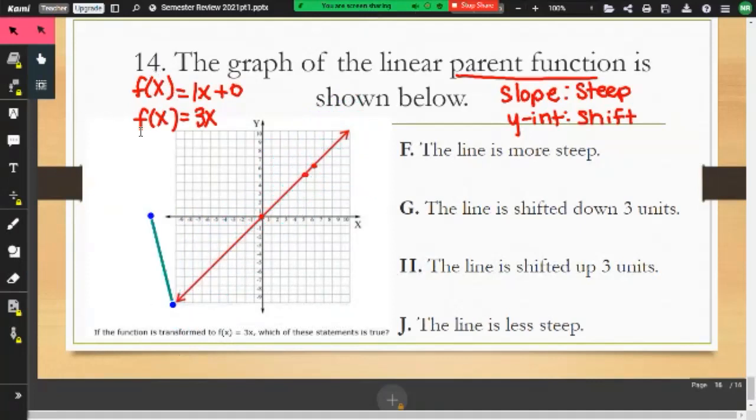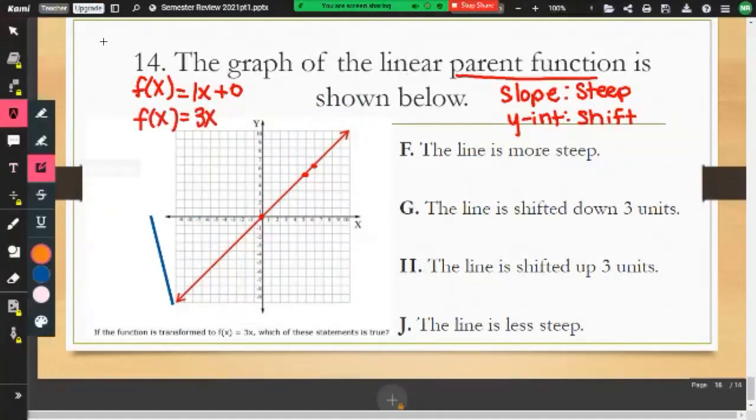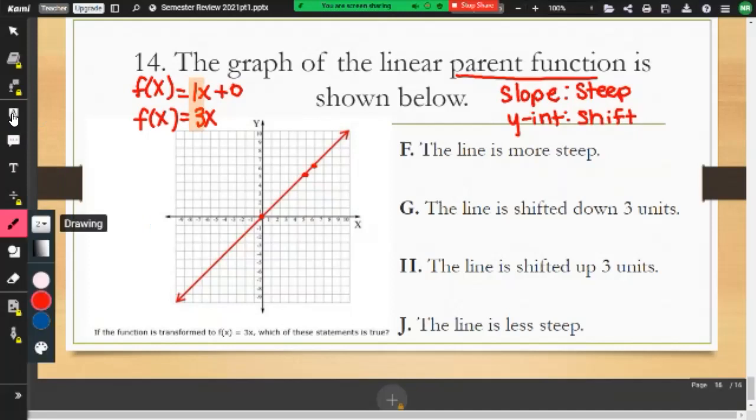Okay. So now, because that number 1 changed to a 3, do you think it's going to be more or less steep? More, because the number is bigger. So the answer is F. That's what you should have written in your description. Yes. If it's less than 1, it's less steep. Less than 1, less steep. Got it? All right. Make sure you have all the way through 30.